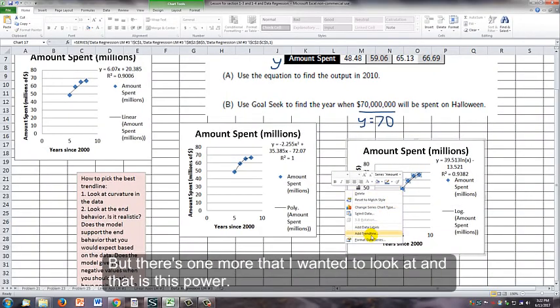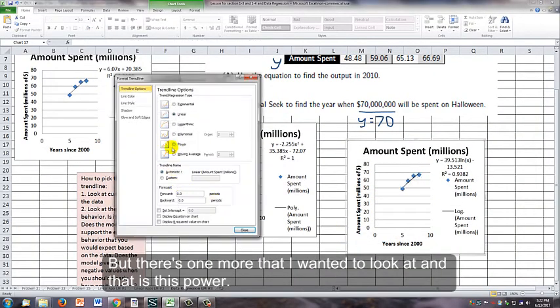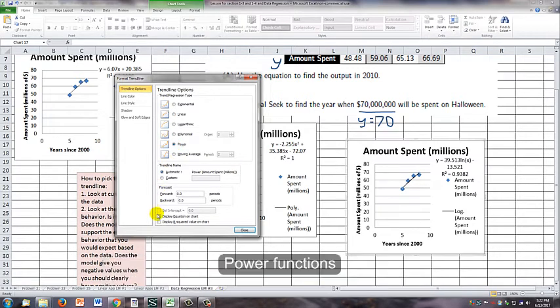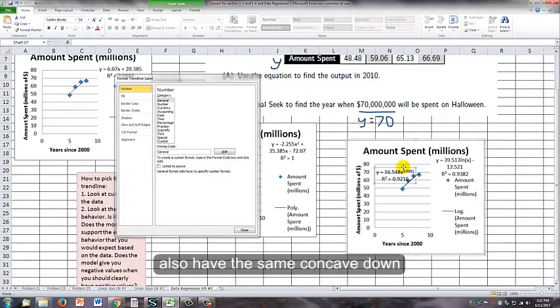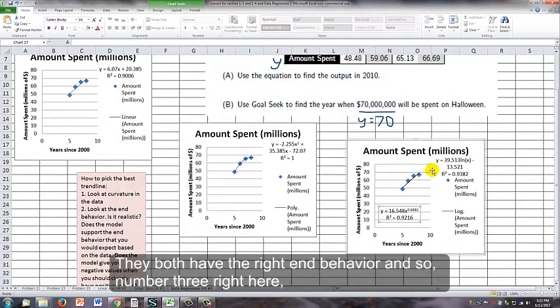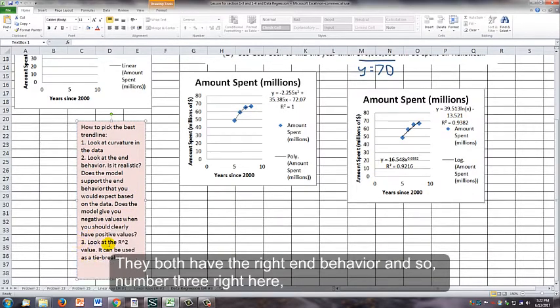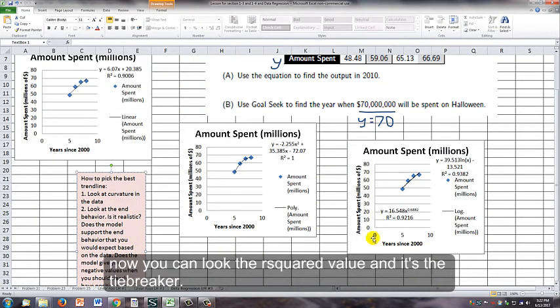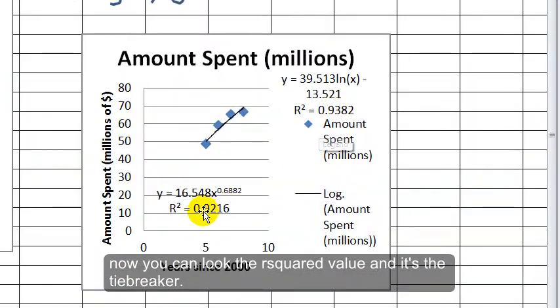But there's one more I wanted to look at, and that is this power. Power functions also have the same concave down, kind of leveling off idea. So these 2 choices are pretty tied. They both have the right curvature. They both have the right end behavior. And so number 3 right here, now you can look at the R-squared value, and it's the tiebreaker.